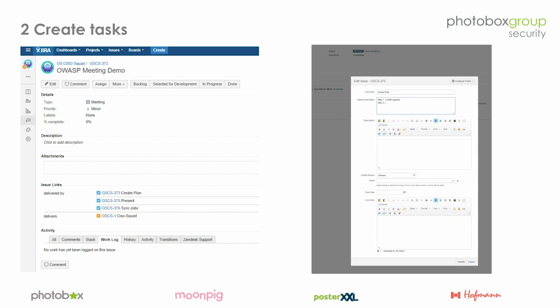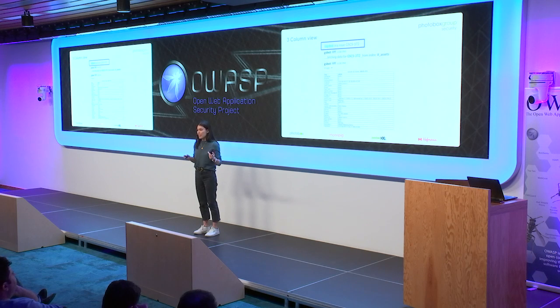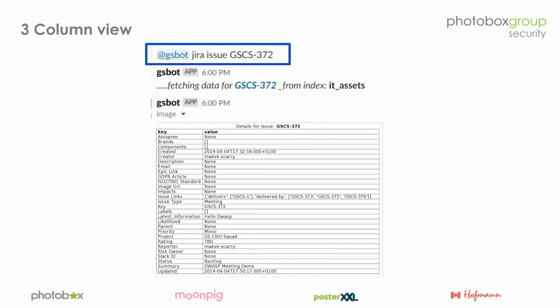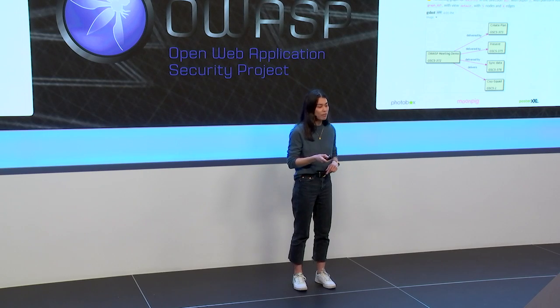Before I go on to the syncing of the spreadsheets, I just wanted to show you a few ways by which you can visualize the data that you have in Jira. The first is that using the command that is highlighted in blue, using GSBot, you can create a column view, which is very standard but simple. You've got your fields on the left-hand side and any information you might need on the right-hand side. If you want to push the boat out a little bit more, you can visualize your data in a spider view. What's really good is this is a bit more of an abstract way of visualizing the issue types that you have and the link types that you have, and a really nice way to view it.